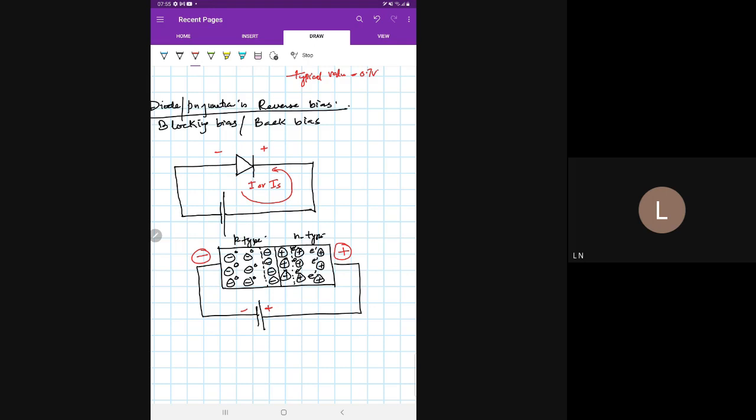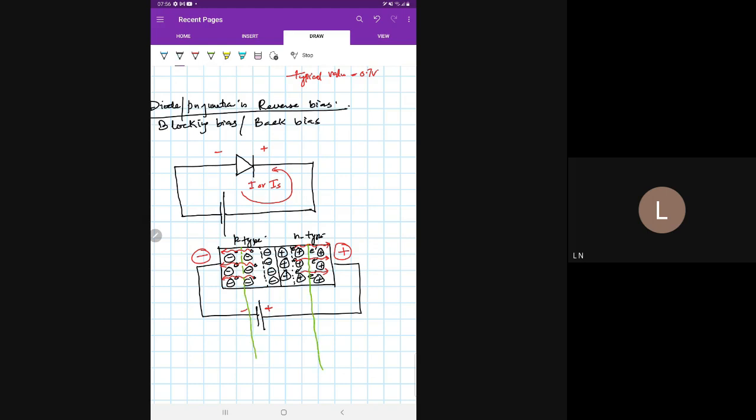Once the positive voltage is applied on N type, the electrons will get attracted towards it. Electrons will be depleted off towards the positive terminal of the battery. Similarly, the holes will be attracted towards the negative terminal. Now we will have an effective width that is more.